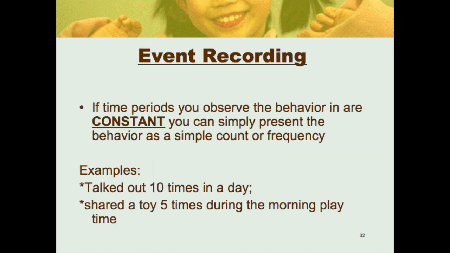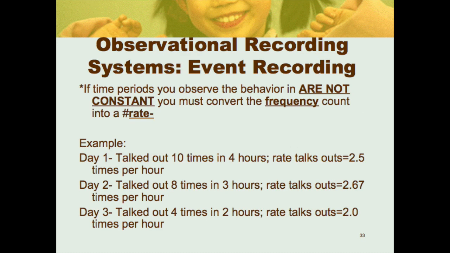With event recording, if the time periods you observe the behavior are constant, you can simply use a frequency count. For example, he talked out 10 times a day or shared a toy 5 times during the 2-hour morning playtime. However, if the time periods you observe are not constant, you must convert the frequency count into a rate, which is similar to what we did earlier. For example, if on day 1 it was 4 hours, day 2 3 hours, and day 3 2 hours, you must convert the number of times they talked out into a rate to compare these between each other.